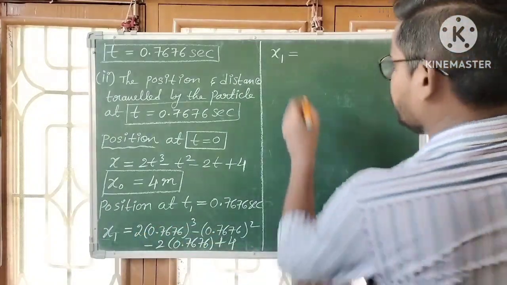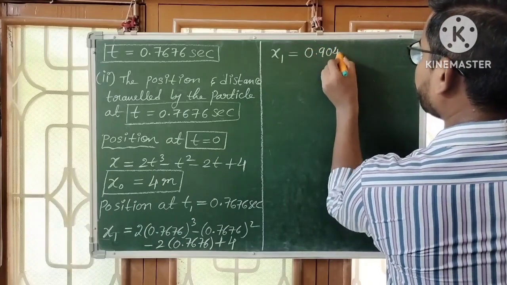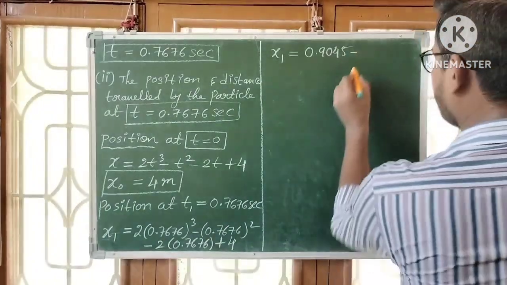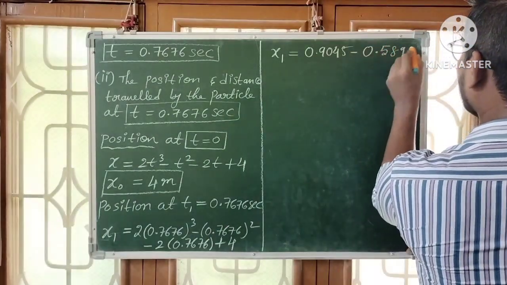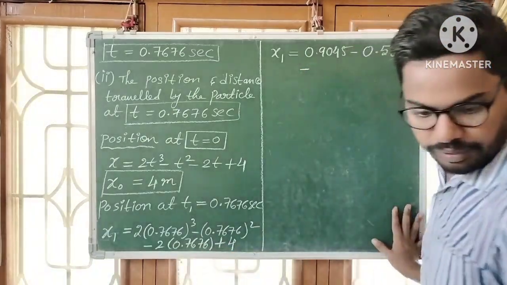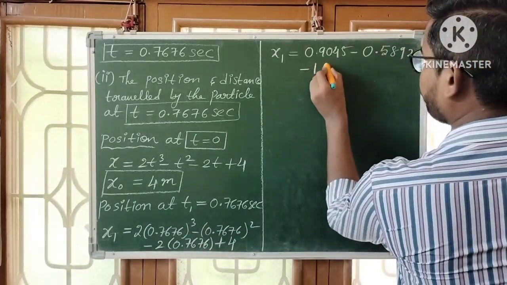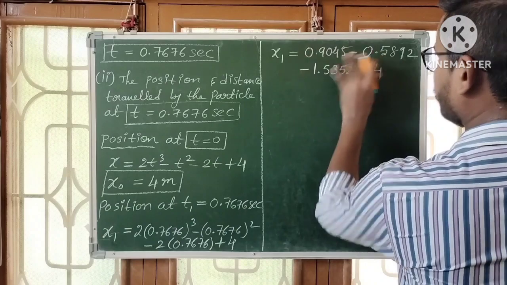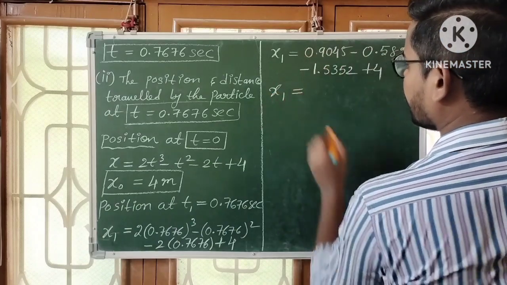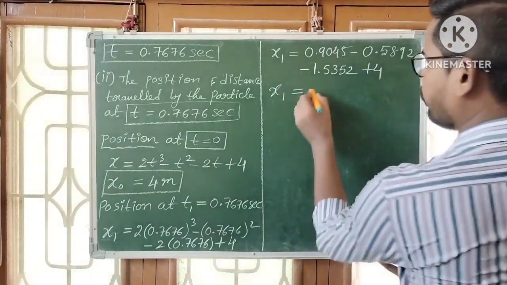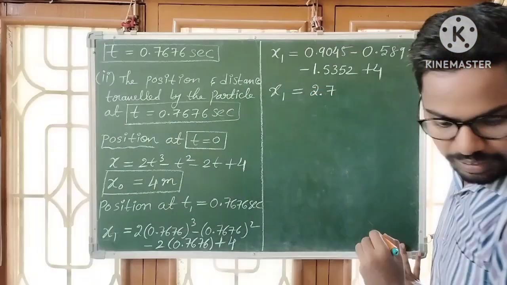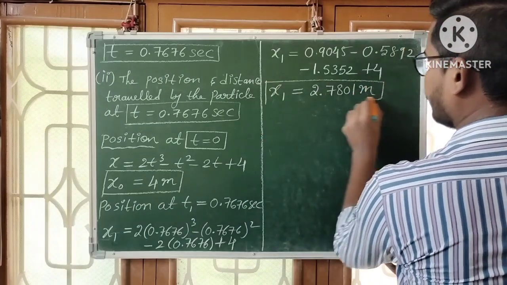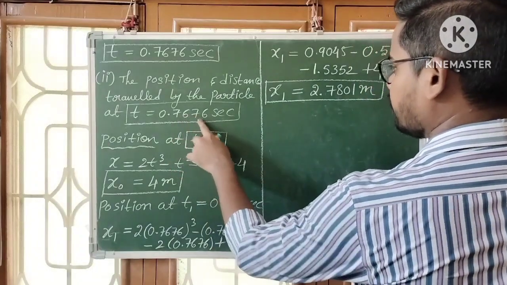So if you calculate, the first term value, approximate value, I got 0.9045, and the second term value minus 0.5892, minus 2 into this, which will be 1.5352. Here I got 1.5352 plus 4. So if you calculate using a scientific calculator, you will get the x1 value, position value, 2.7801 meters. This is the position of the particle at t is equal to 0.7676 seconds.